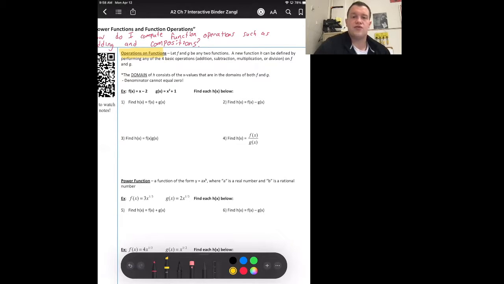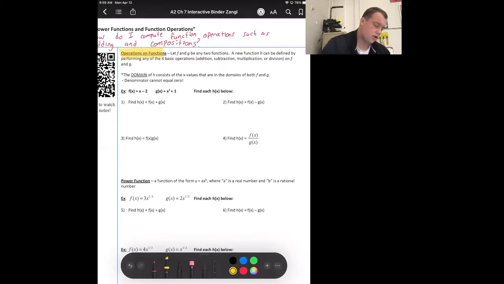Now the domain of h consists of the x values that are in the domains of both f and g. The main thing here is that we cannot have a denominator equal to 0. And if we cross that, we'll talk about what that looks like.